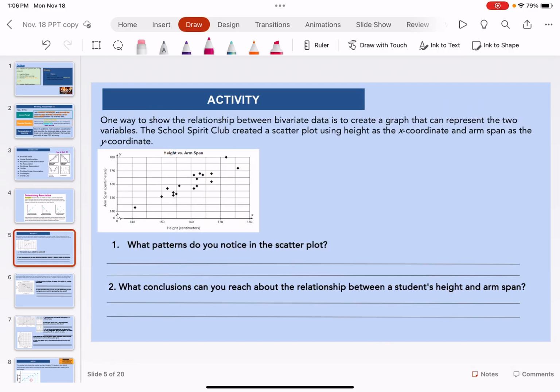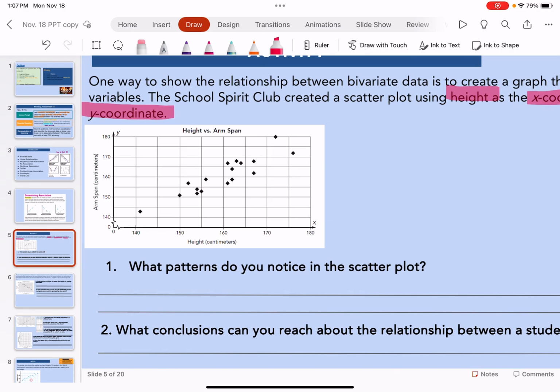Okay, so starting with our activity, it says one way to show the relationship between bivariate data is to create a graph that can represent the two variables. So for this specific graph, it says the School Spirit Club created a scatter plot using height as the x-coordinate and arm span as the y-coordinate. So we can see our x-axis is our height, and then our y-axis is our arm span. And so I'm gonna start off by drawing a line of best fit. So this is my line of best fit.